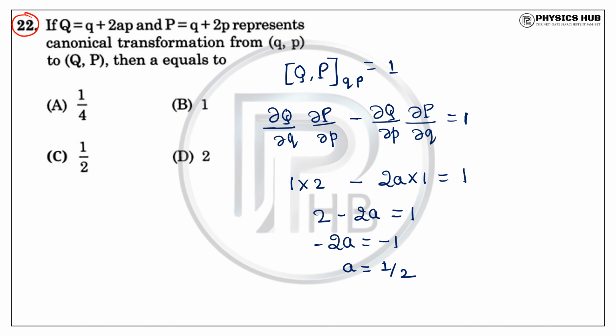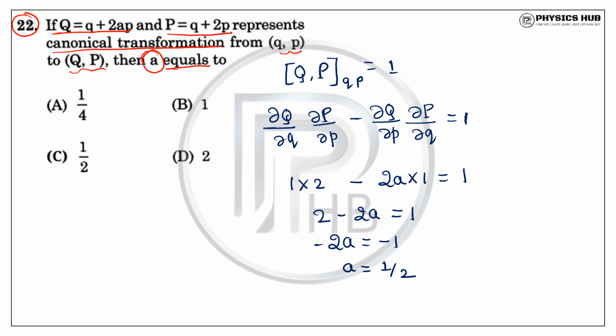Next question: if Q is equal to q plus 2ap and P is equal to q plus 2p represents the canonical transformation from q comma p to Q comma P, then a equals to? They are asking for the value of a.